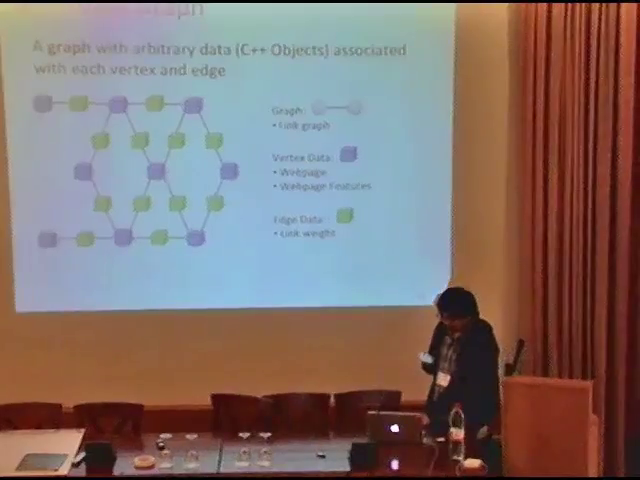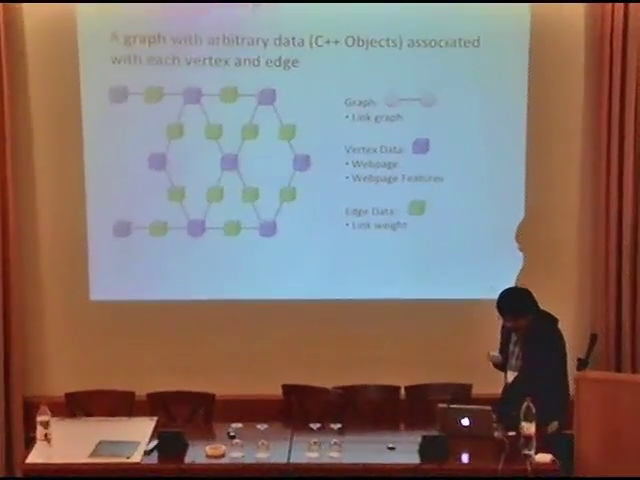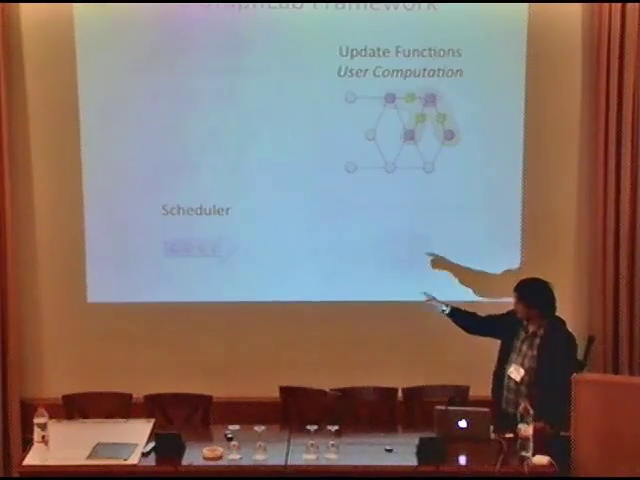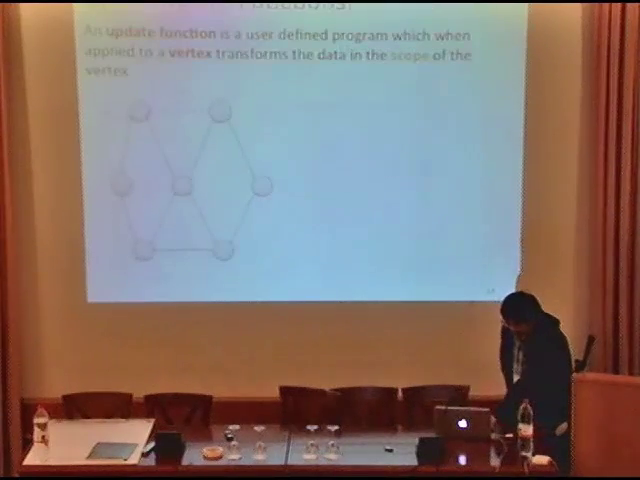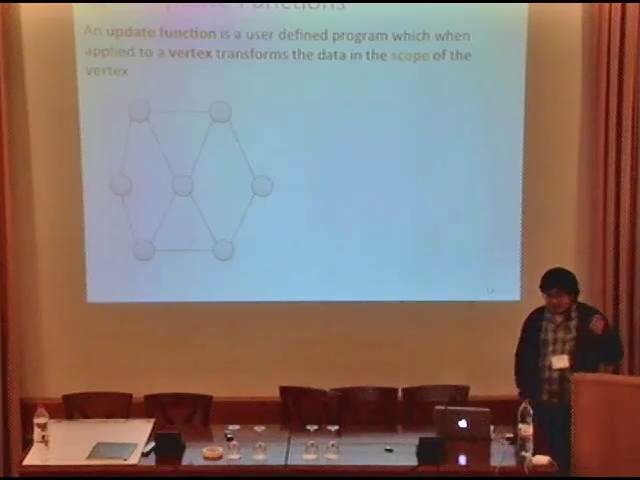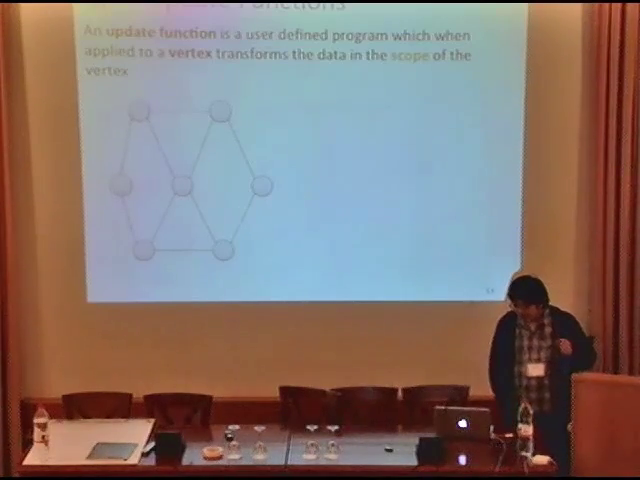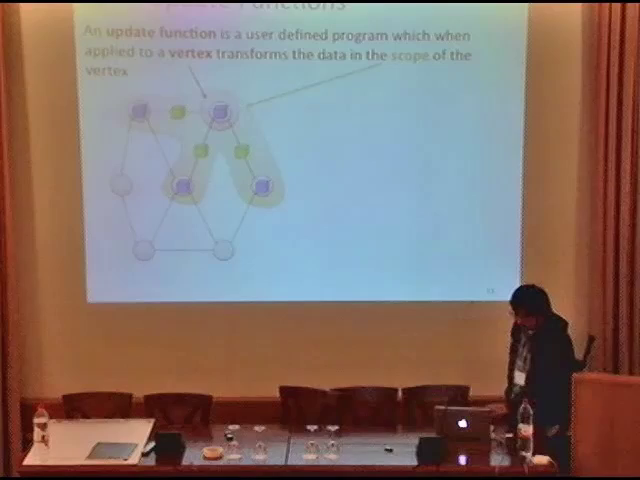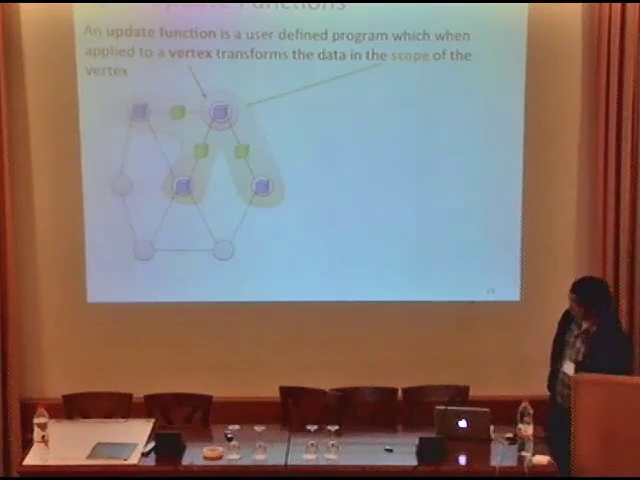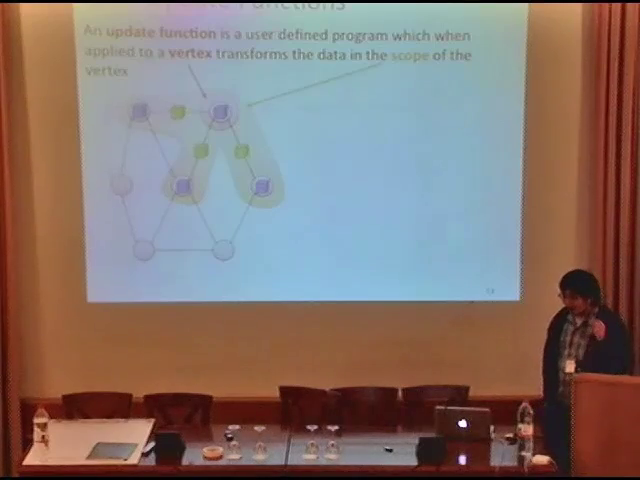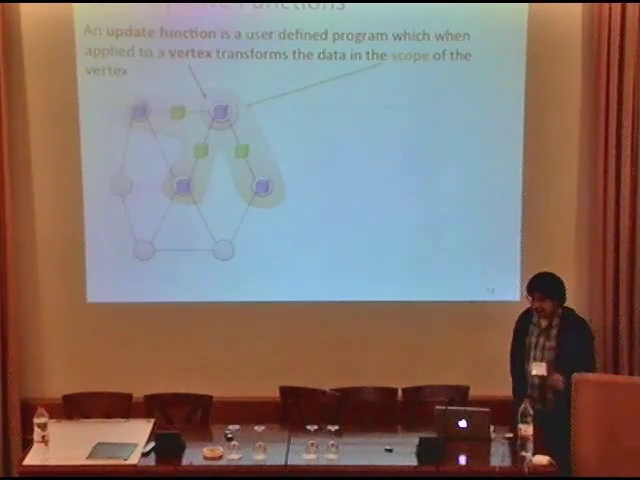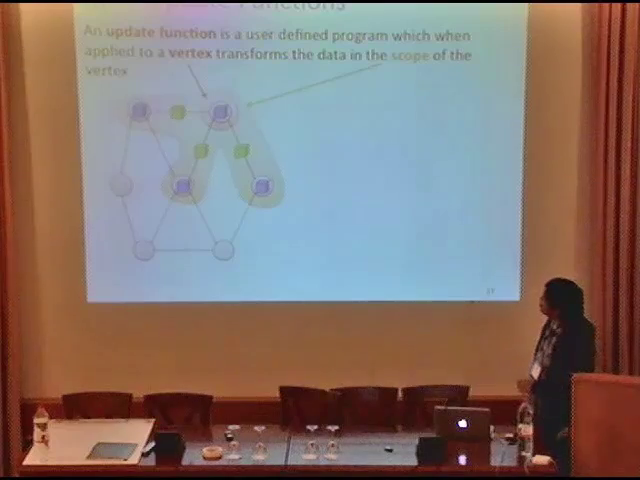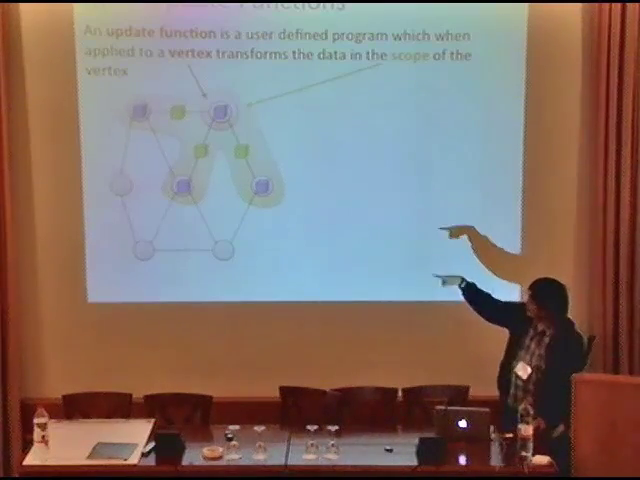So how is computation performed? Computation is performed through the use of update functions and managed through the use of a scheduler. An update function is a user-defined function which, when applied to a vertex, transforms the data in the scope of the vertex. The scope of the vertex refers to the data on the current vertex, the data on adjacent edges, and the data on adjacent vertices, as labeled by that shape.